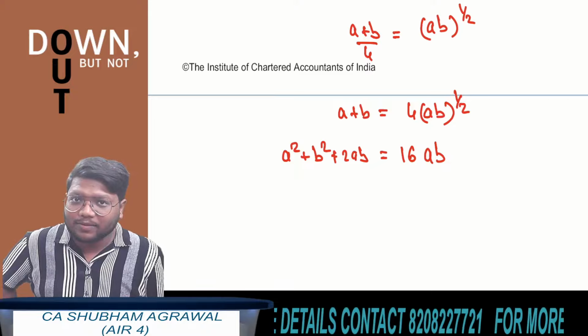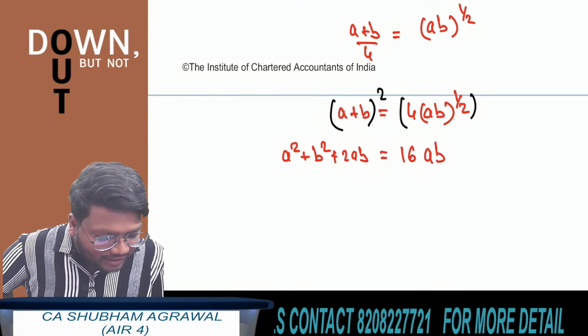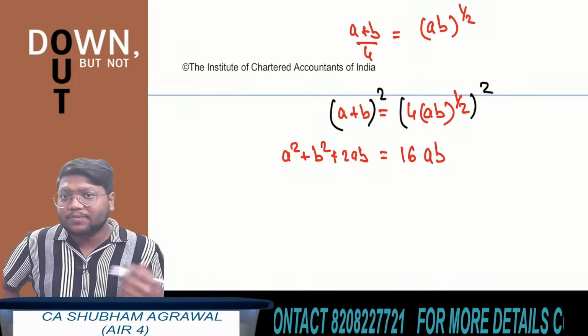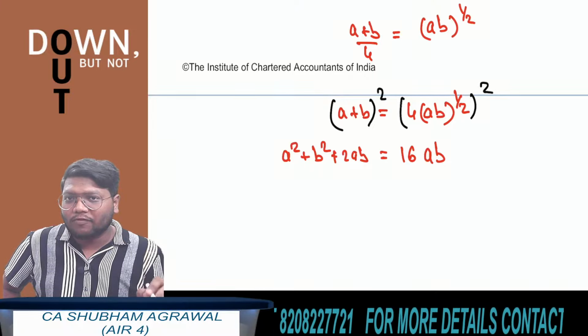All of you have understood this thing? We have taken square on both the sides. We have taken square of left hand side as well as right hand side. A plus B whole square is A square plus B square plus 2AB, and 4 multiplied by square root of AB whole square is what?